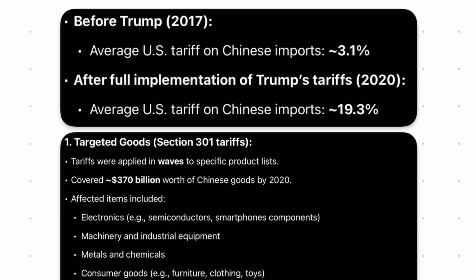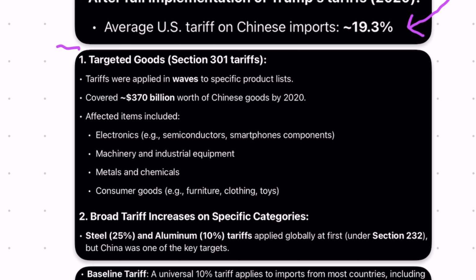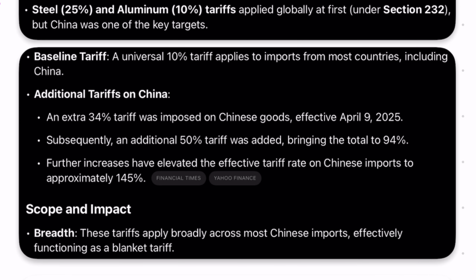And for context, back in Trump's first term, the overall effective tariff rate on China was upwards of 19%. But the scope of those tariffs were much more targeted. They usually targeted a limited amount of Chinese goods within certain sectors. But this time in 2025, we have a universal 10% tariff on every country in the world, with a whopping 145% tariff on all Chinese imports.